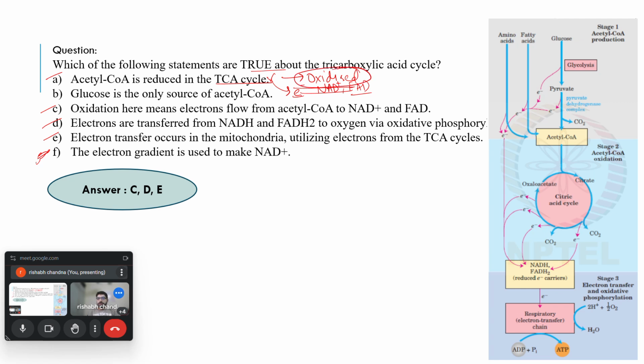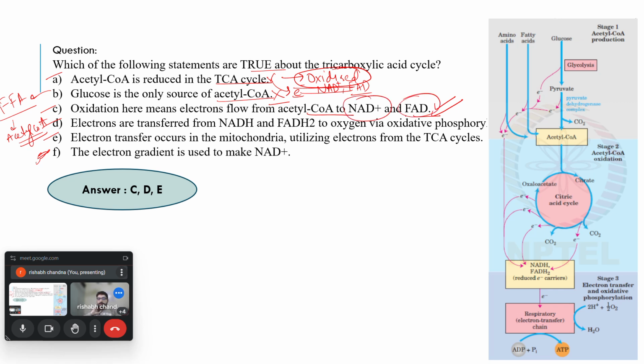Then glucose is the only source for acetyl coenzyme A. No, this is also not correct because just now I told you that free fatty acids, while oxidizing, also produce acetyl coenzyme A. Okay, so this is also not correct. Then oxidation here means electrons flow from acetyl coenzyme A to NAD plus and FAD. Yes, this is correct. Okay, we are talking about the oxidation of acetyl coenzyme A in the TCA cycle. So the electron flow occurs from the acetyl coenzyme A to these molecules, that is NAD plus and FAD.